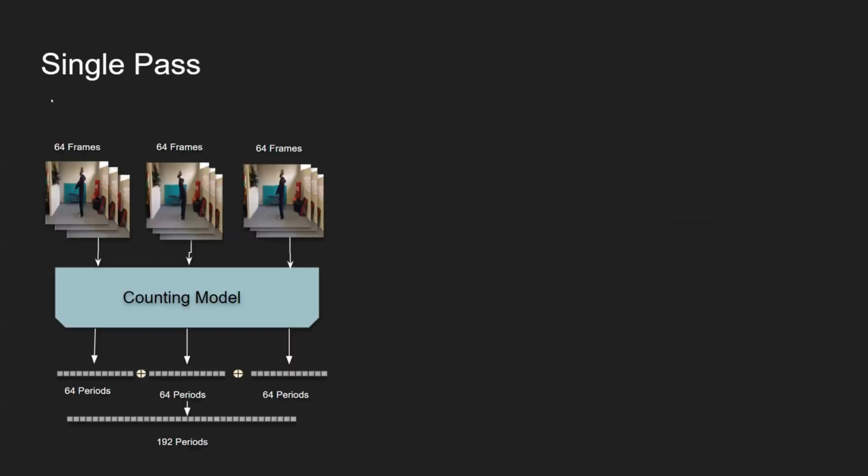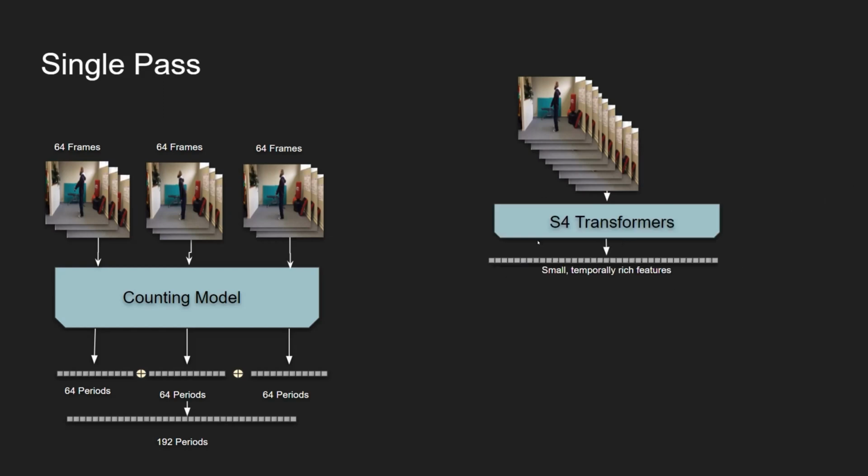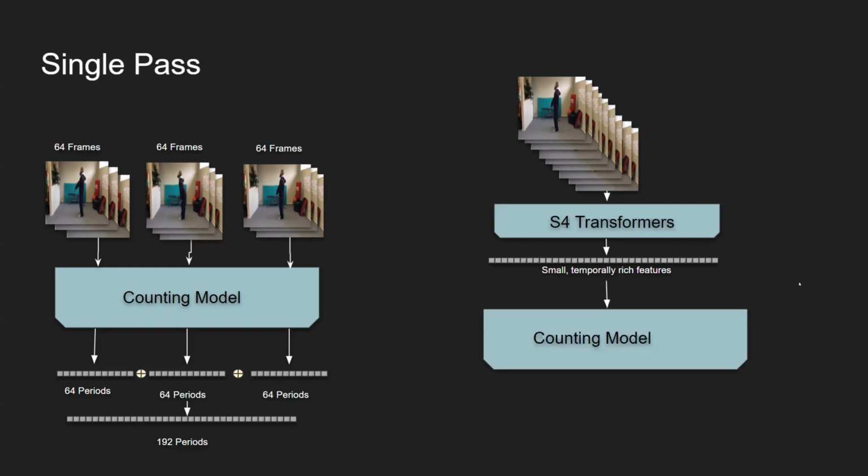So, previous models, to do this in a single pass, were only able to take in small numbers of frames like 64, and repetitively just do 64 frames, 64 frames, and 64 frames and generate multiple predictions that way. But with the S4 transformer, we're able to take in a larger number of frames and retain the more important temporal information. So we can send a large block of frames through the S4 transformers and get a set of small features, but temporally rich features.